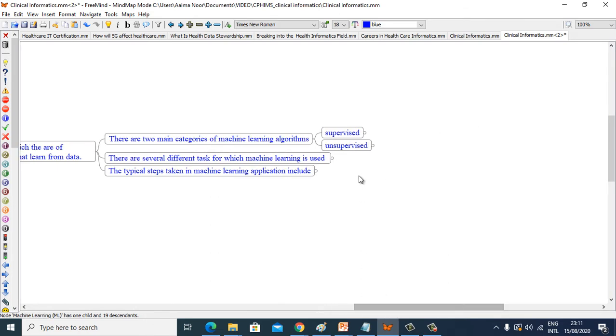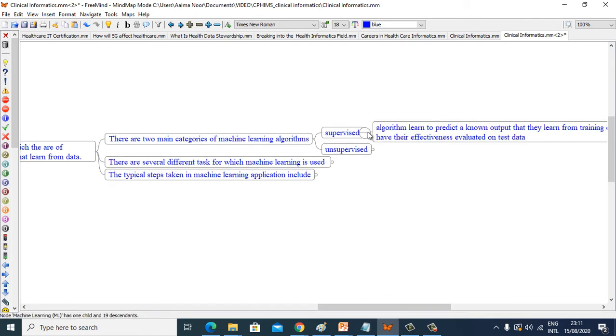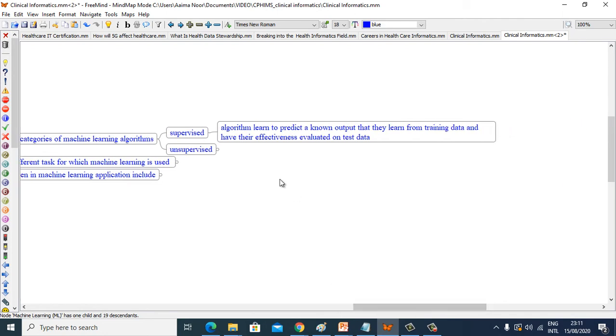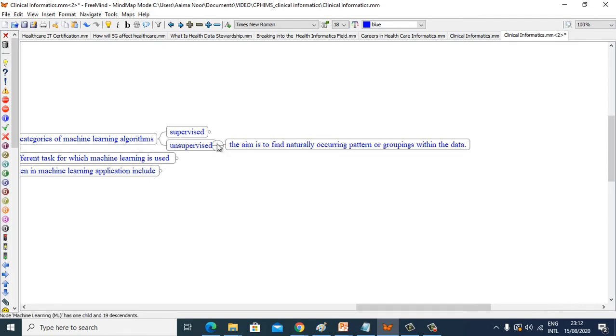Okay. There are two main categories of machine learning algorithms: supervised and unsupervised. Let's see what is supervised. Algorithms learn to predict known output that they learn from training data and have their effectiveness evaluated on a test data set. Unsupervised: the aim is to find naturally occurring patterns or groupings within the data.